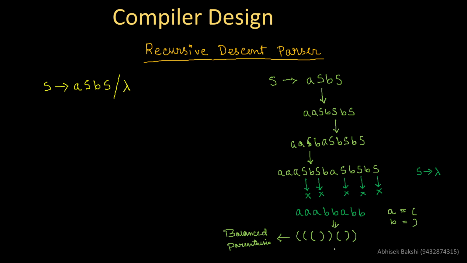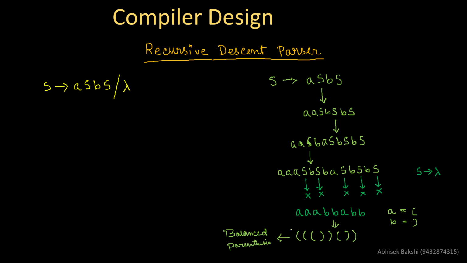Now assume that this is your grammar and I want to design my recursive descent parser that will parse balanced parentheses. I mean, it will basically check first whether the parentheses are balanced or not. If the parentheses are not balanced, then it will reject the string.